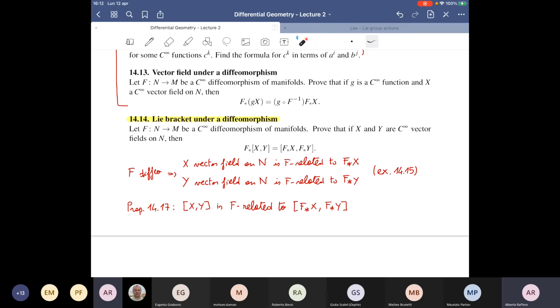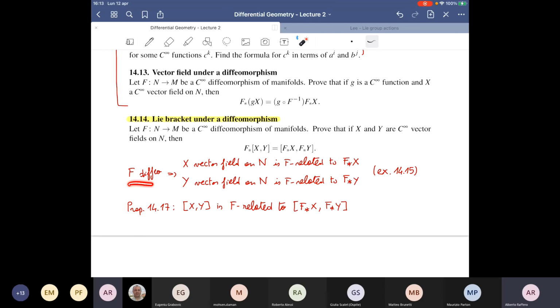Okay, so the last comment I wanted to make on this section involves the bracket under a diffeomorphism. In particular, as I said before, if you have a diffeomorphism F between two smooth manifolds, then starting from two smooth vector fields on the domain N, if you take the bracket and then consider the vector field defined by the push forward by means of F, which is well defined because F is a diffeomorphism, you will get the bracket of the push forwards of the two vector fields. And this is just a consequence of one of the last results we discussed.